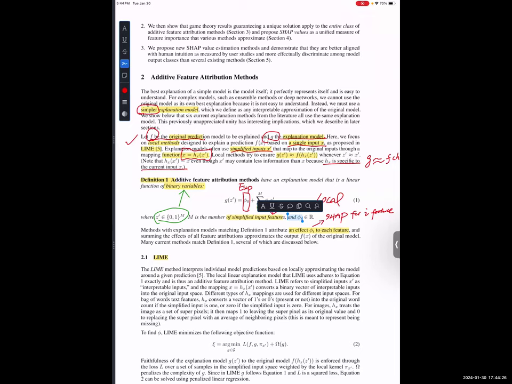Which means, basically, for a feature z prime, we take a function g that should approximate, which converts the z prime into the original input and takes the original function. That's actually the key part of this paper.